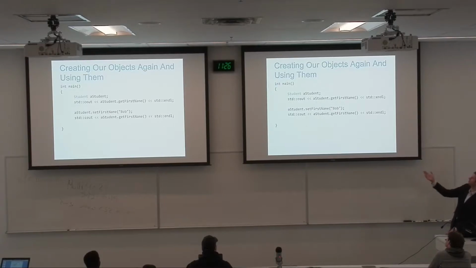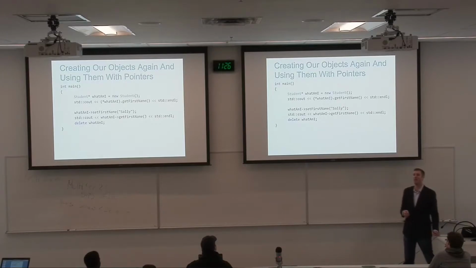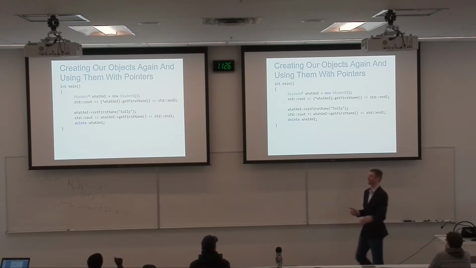So we've created a student object, and we get its first name. What should their first name be on that first print? John. Then we change it to Bob, and then what should be printed out the second time? This student object, dynamic memory? Yeah. So this one, don't worry, I threw it at you. It's a test.